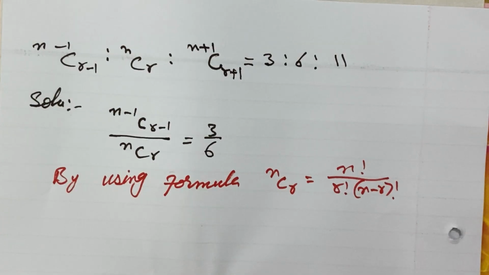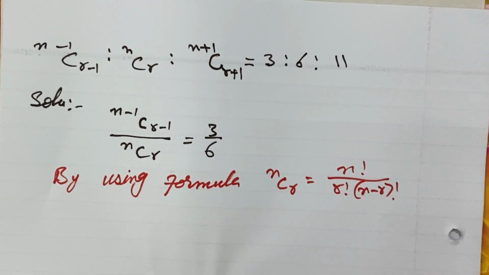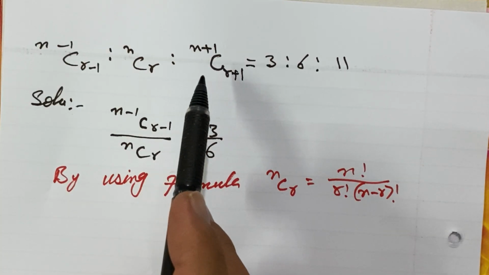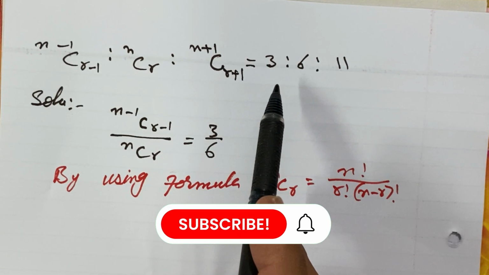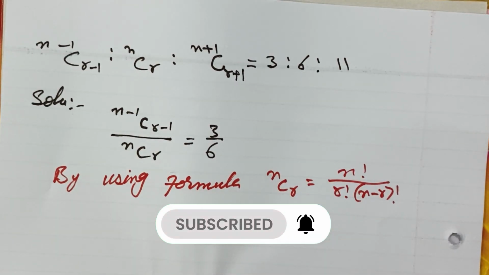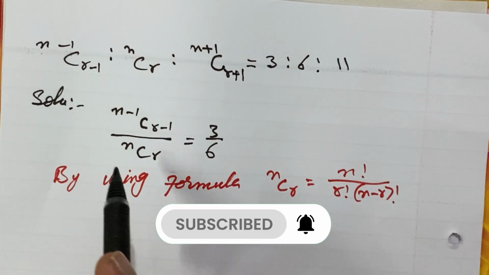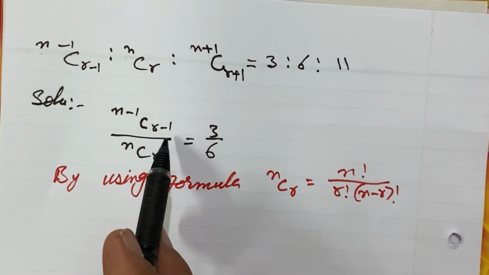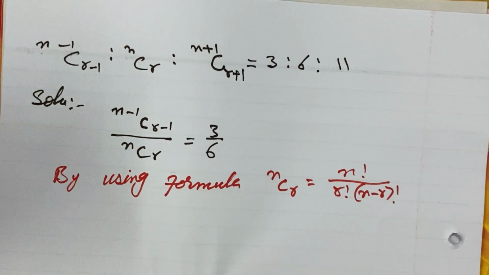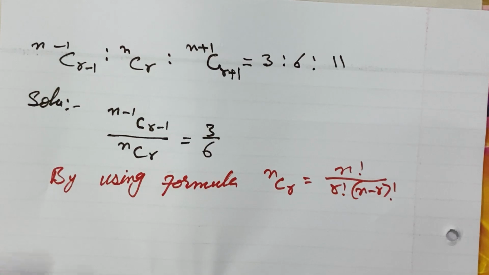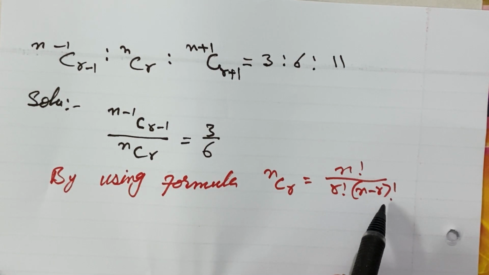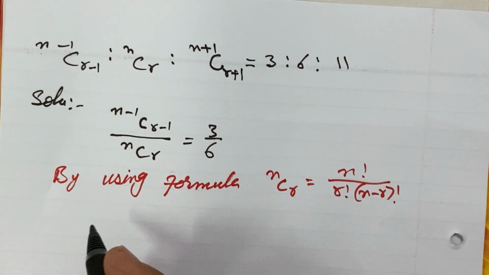Now the question is: nC(r-1) : nCr : nC(r+1) is equal to 3 : 6 : 11. Now, (nC(r-1)) over nCr is equal to 3 by 6. Here we use the formula nCr is equal to n factorial over r factorial (n minus r) factorial.